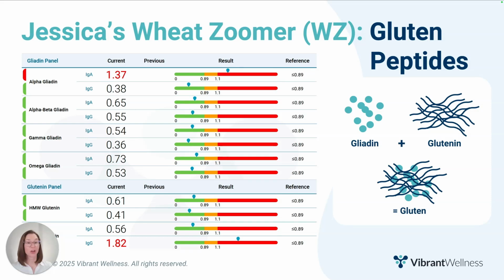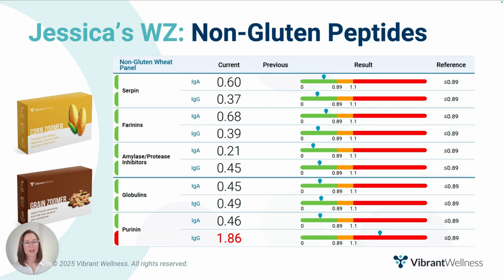Jessica's WheatZoomer results show she does have elevated antibody levels to 2 of the 6 gluten peptides measured, alpha-gliadin and low molecular weight glutenin, indicating yes, she does indeed have reactivity to gluten. She's also reacting to one of the 5 non-gluten wheat peptides. While 75% of the peptides in wheat are gluten, 25% are these non-gluten wheat peptides. These non-gluten wheat peptides cause inflammation due to wheat sensitivity.